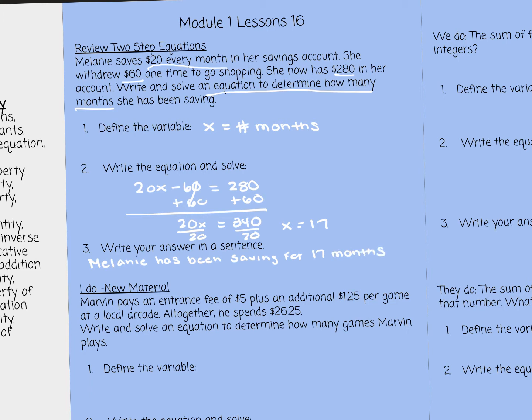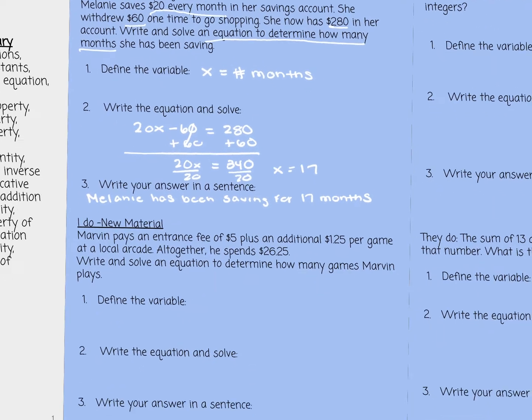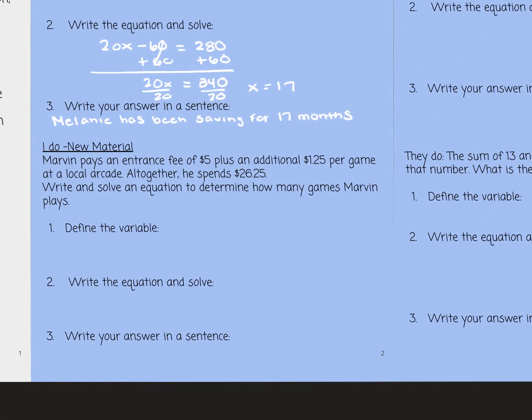All right, so the same way we applied it to our two-step equation, we're also going to apply it to our multi-step equation. So for the first one, it says Marvin pays an entry fee of $5 plus an additional $1.25 per game at a local arcade. Altogether, he spends $26.25. Write and solve an equation to determine how many games Marvin plays.